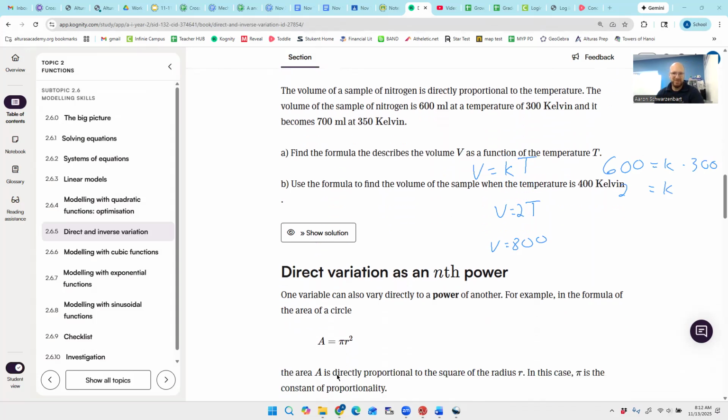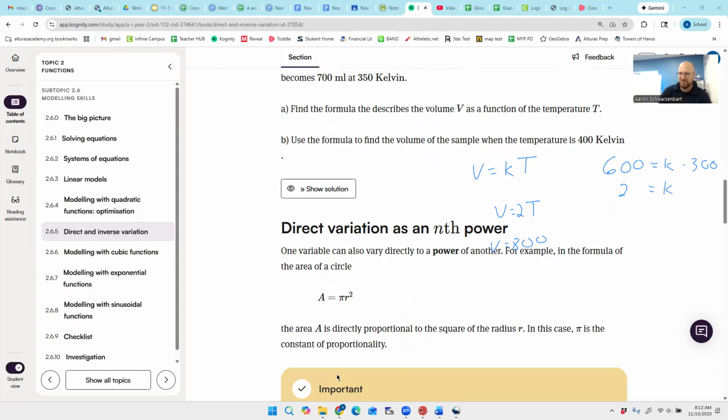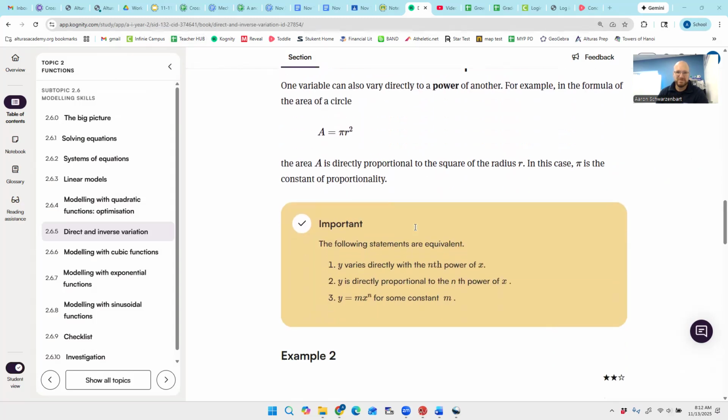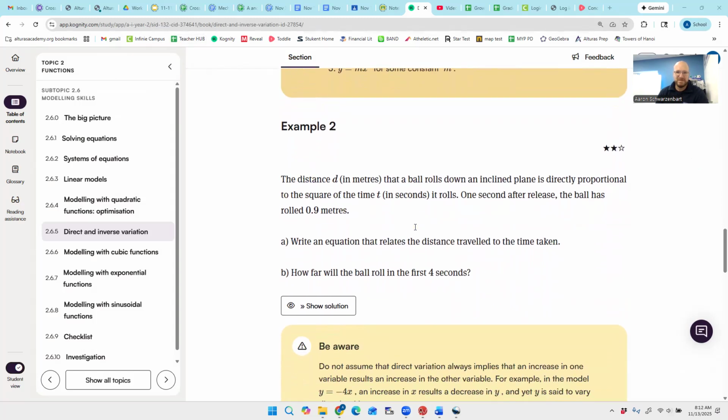Things can vary directly with a square, like area varies directly with the radius squared of a circle, A equals pi r squared, or a cube, or any other power. So here the distance that a ball rolls down an inclined plane is directly proportional to the square of time. So the first thing I have to do is write my equation.